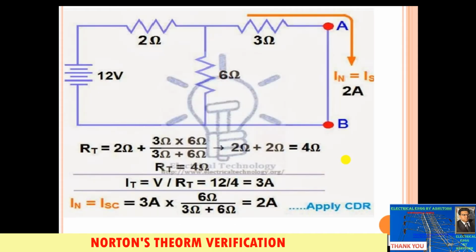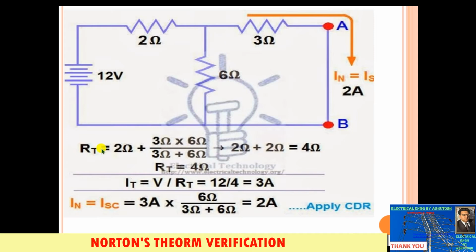For finding this current you can apply KVL, Kirchhoff's voltage law, mesh analysis, or nodal analysis. Here we have used the reduction method. First we found the equivalent resistance and the current IT, and we found Norton's current as 2 ampere. You can also apply KVL and nodal analysis.